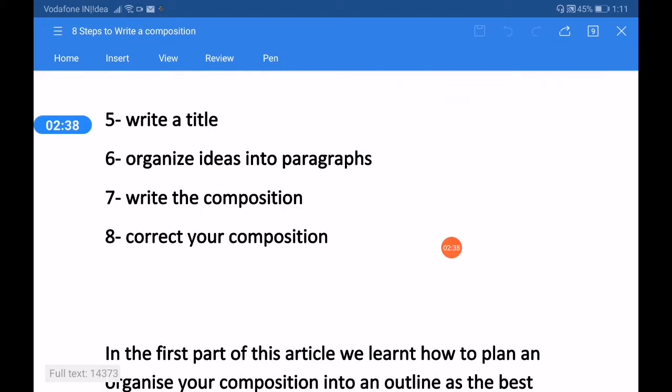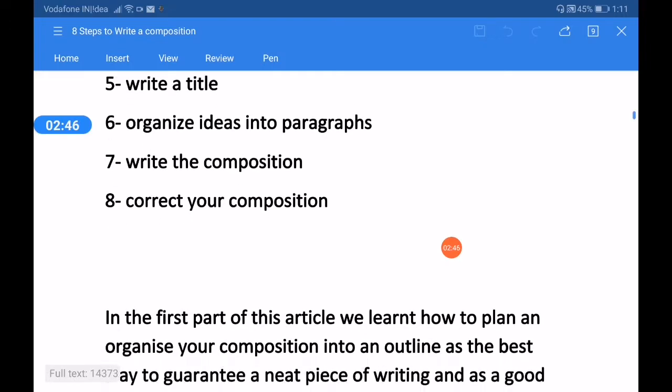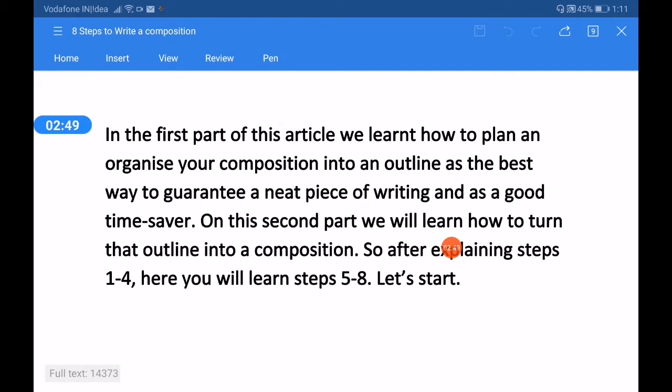Fifth is write a title. Sixth, organize ideas into paragraphs. Seventh, write the composition. And eighth, correct your composition.